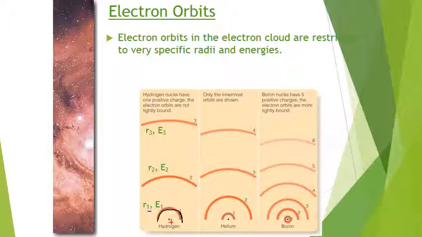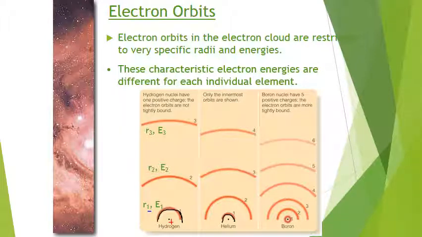Whereas notice with helium, the first energy level is closer because there's two positive charges. There's a little more pull there, right? And with boron, you notice that the first energy level is even closer. That's because boron has more protons, and therefore there's more of a pull there.